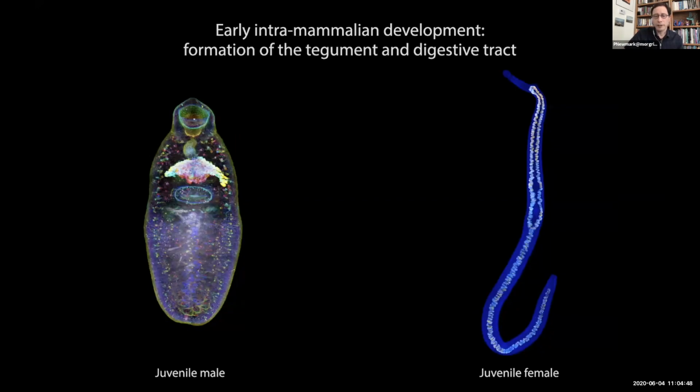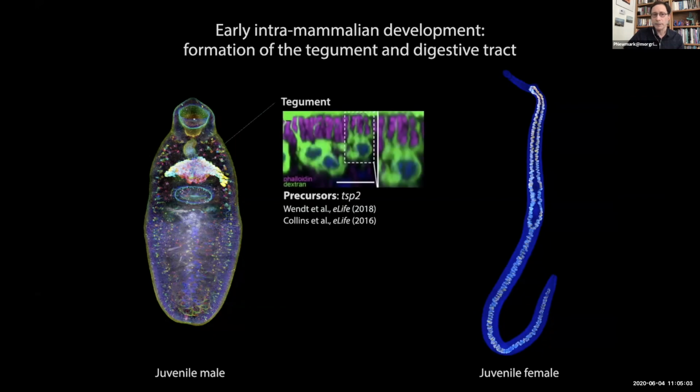Now, we wanted to dive in more to look at what was happening in these earliest stages of parasite development inside the mammalian host. And I'm going to talk about the relevant organs for what's happening early on as the parasite develops. So the first thing we'll talk about is this parasite's outer surface, the tegument.